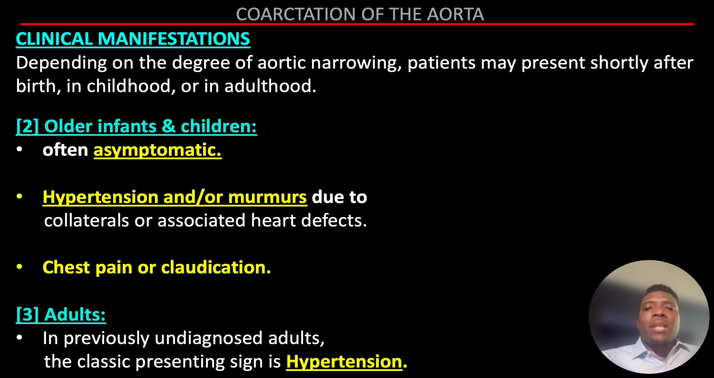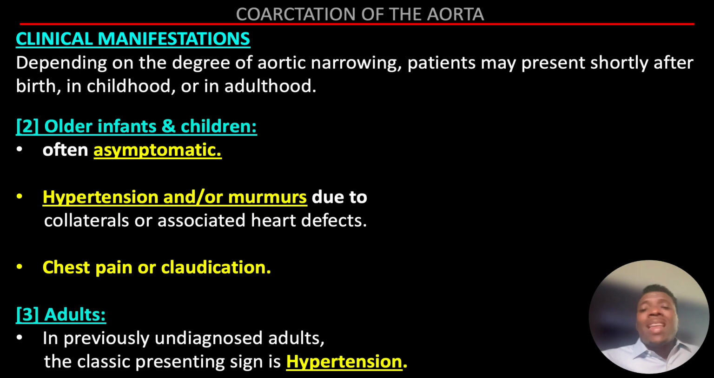In older infants and young children, they may have no symptoms and it may be picked up based upon having high blood pressure or a murmur that is associated with coarctation of the aorta. In some cases, they may even have chest pain, or they may describe this leg discomfort with exertion such as ambulation, and we call that claudication.